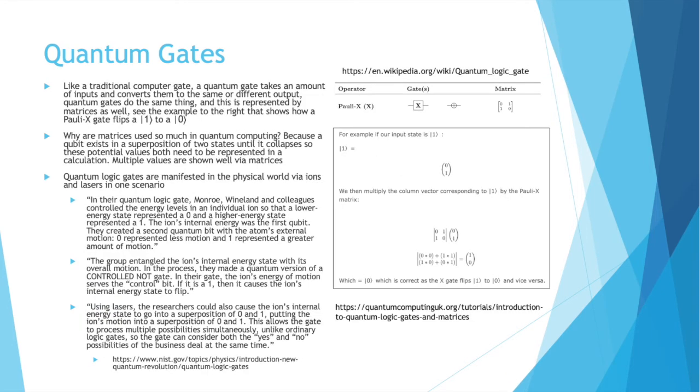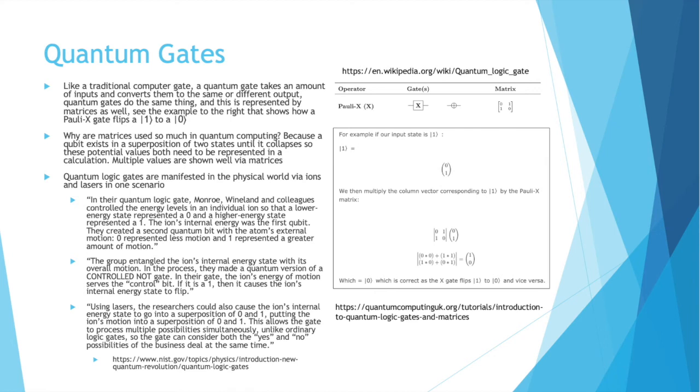The gates of a traditional computer take inputs and convert them to outputs. A quantum gate does the same thing. In my images on the right, you can see an example of one type of quantum gate, a Pauli X gate, that converts a 1 ket to a 0 ket. And if you look on the bottom part of the image, you see how this is done, or represented, with matrix multiplication.